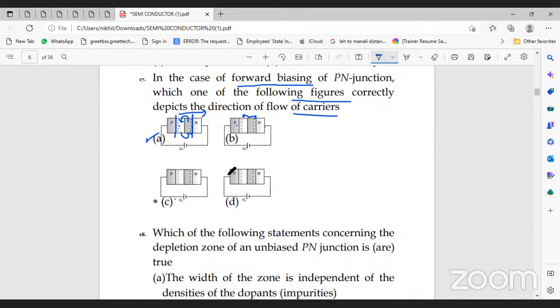Because all the diagrams are going to be the same, in a similar case, A, B, C, D, all are correct.